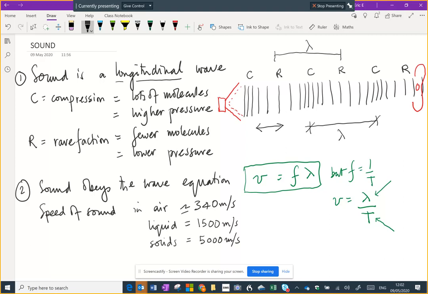You see, in air, it's just to do with the random molecules jiggling backwards and forwards in the direction of travel. Whereas with liquids and solids, there are intermolecular bonds. So if you get a squashed bit of solid, it very quickly squashes the next bit. So the speed of sound is much faster in liquids and solids.